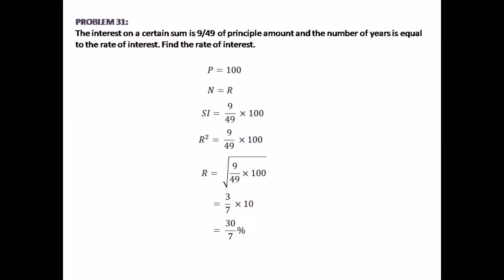The interest on a certain sum is 9 by 49 of the principal amount, and the number of years is equal to the rate of interest. Find the rate of interest.